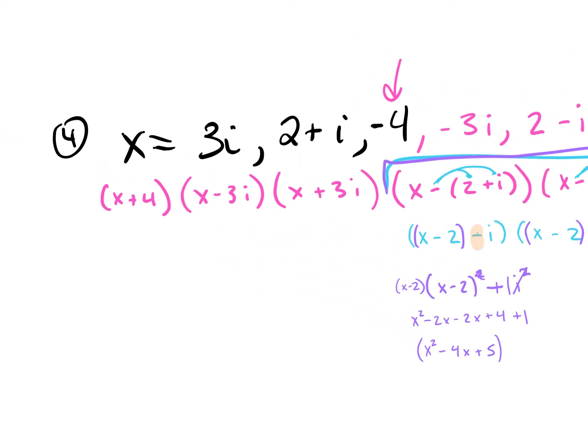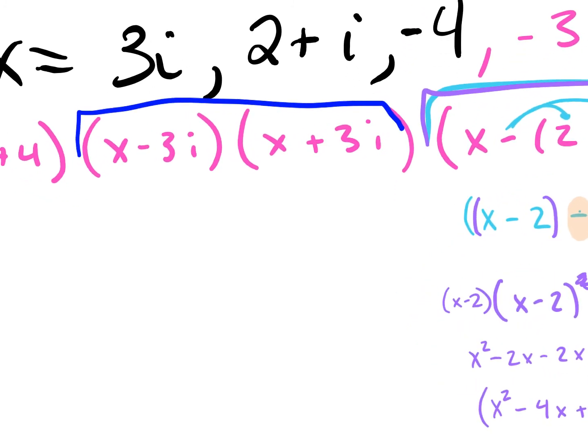Yep, so now I'm going to do this pair here. So these are conjugates. So I'm going to square the first one. That would be x squared minus the square of the second. So what would come next? 9i squared. What does i squared turn into? Negative 1. So that would make this a plus 9. So this here is x squared plus 9.